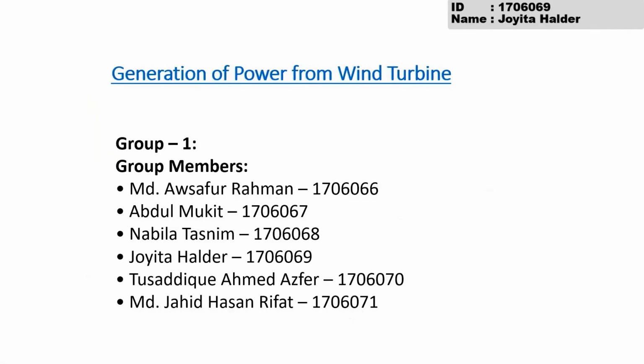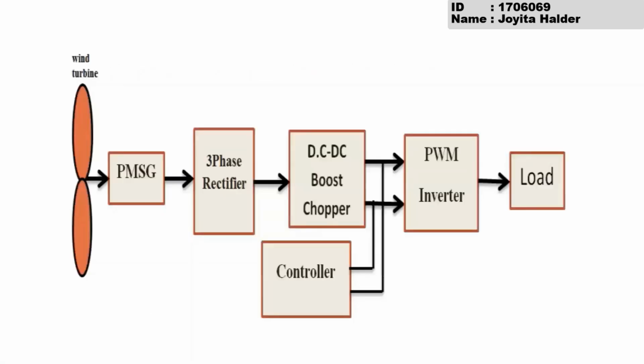Here we are presenting our project. Our project name is Generation of Power from Wind Turbine. This is the diagram of our project. In this project, we provide variable wind speed with time, then pass it to a wind turbine.